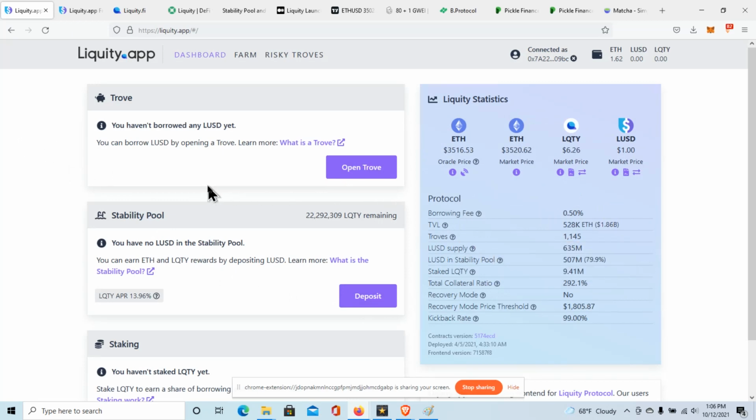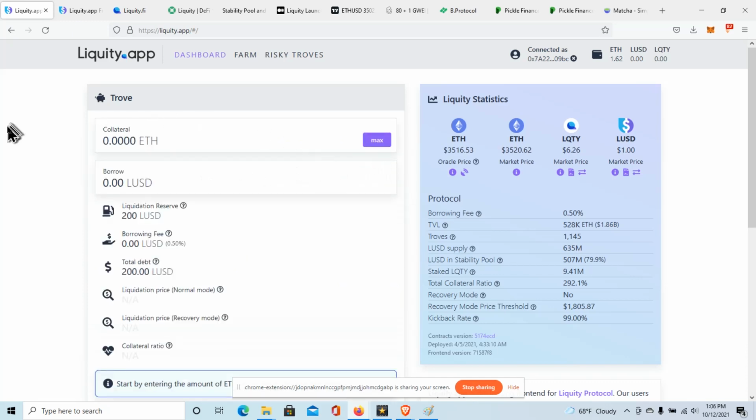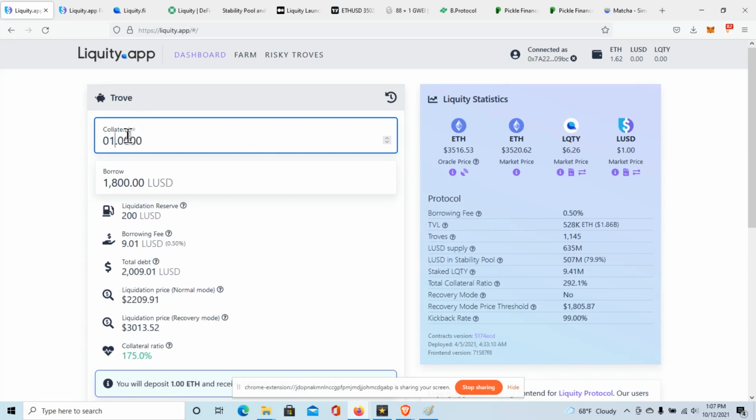First off, I just want to show you how to borrow against your ETH. The great thing is you can borrow against your ETH at a 0% interest rate with a very low upfront fee. Okay, so I'll just show you. If you put up one ETH as collateral, you can borrow 1,800 LUSD, which is equivalent to $1,800.